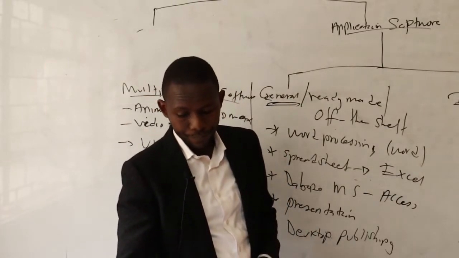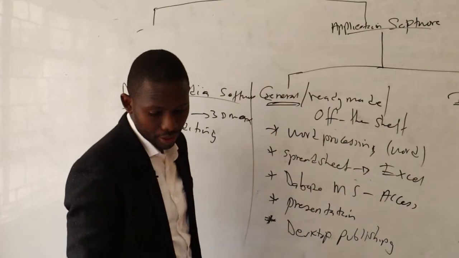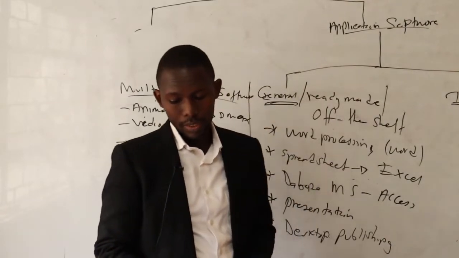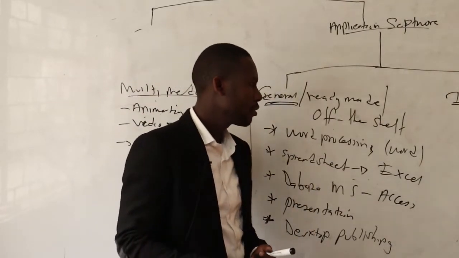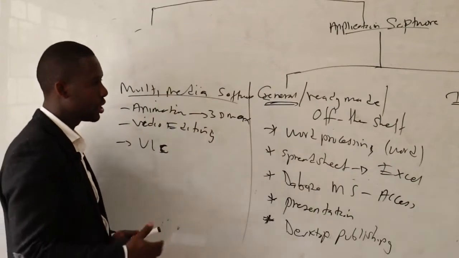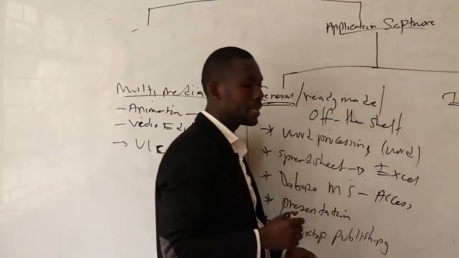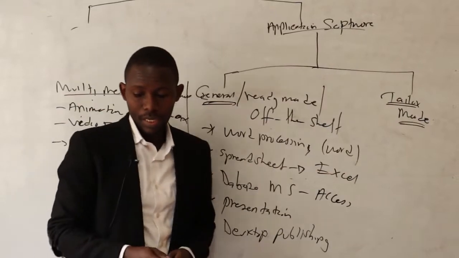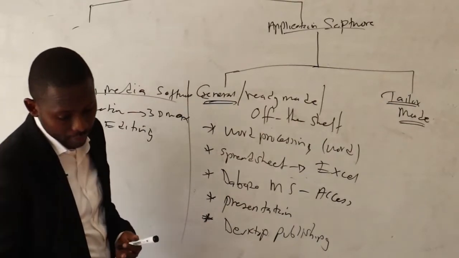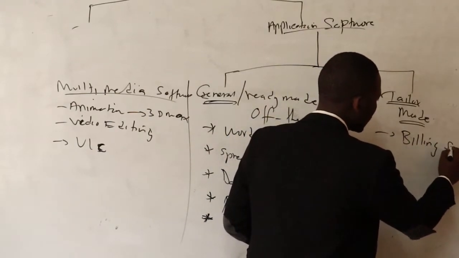So then on the other side we have the tailor-made softwares. The tailor-made softwares, we stated that they are made or developed by in-house developers, or sometimes outsiders, outsourcing. So a company can outsource the software from other people, but still the software has been developed according to a specific requirement. We can give examples, like most billing systems.